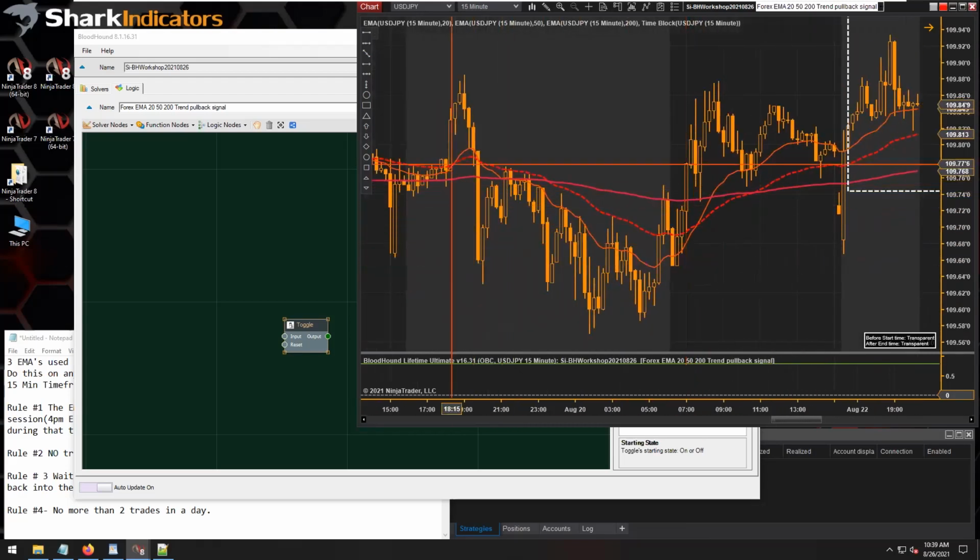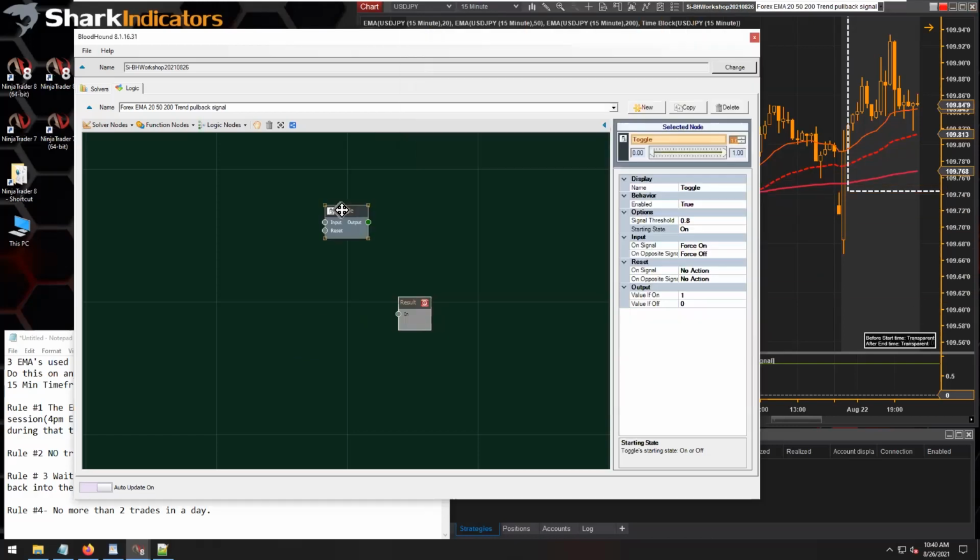And if there are crossovers, like we can see here, there are a bunch of crossovers here, then we're going to use those crossovers to turn the toggle node off. Meaning if the toggle node is off, then that will prevent any trade signals from occurring during the Eastern trading time zone there. All right, so we'll put this toggle node off to the side for now.